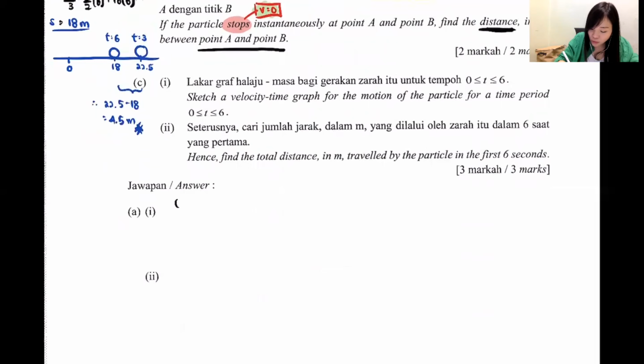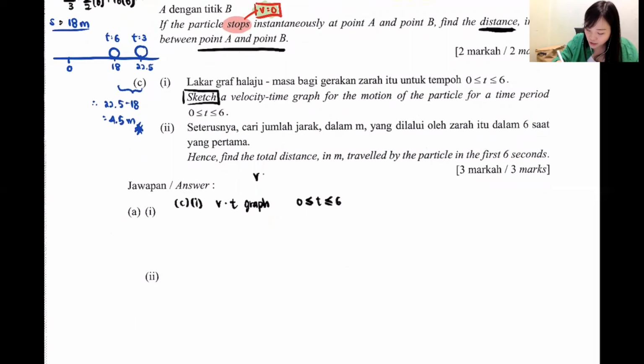C. C1. They say sketch. Time to draw a graph. Today we already learned how to draw a graph. I think this one you guys all can draw also, my dear. But this one is slightly different. So sketch a velocity time graph for the motion of the particle for a time period from 0 until 6.